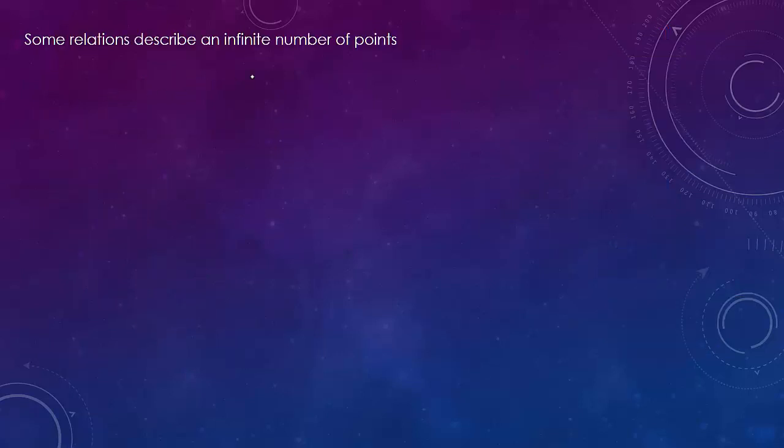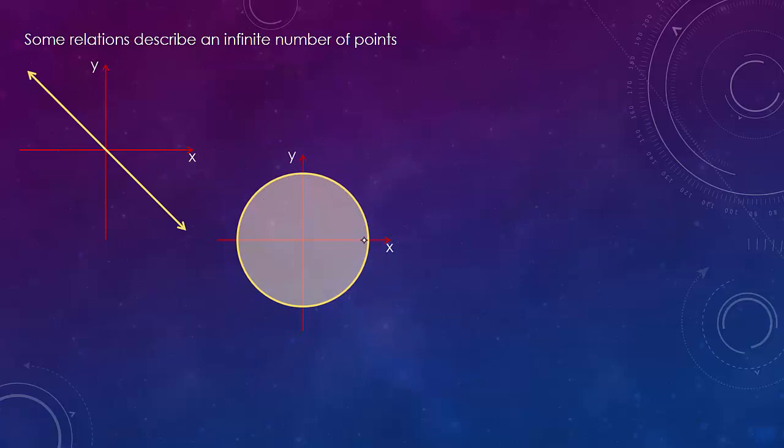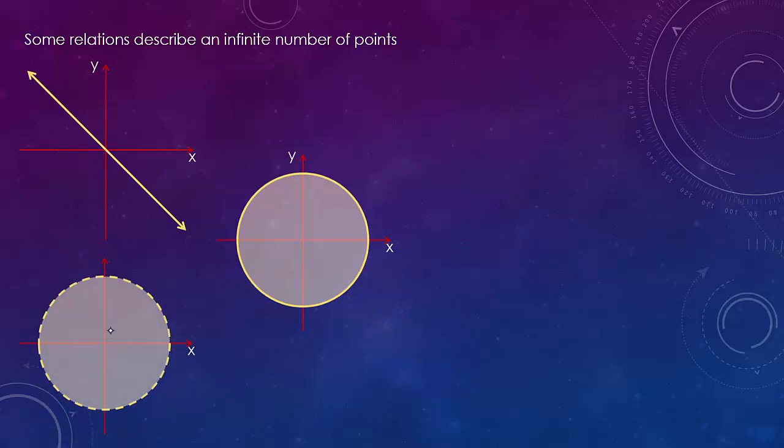Some relations describe an infinite number of points. We've seen some of those. There are an infinite number of points on this line that satisfy y equals -x. There are an infinite number of points on the circumference and within this circle. There are an infinite number of points that are inside the circle when we don't have the circumference included. However, we may have a relation that describes just a finite set of points, such as these 3 points here indicated on this diagram.